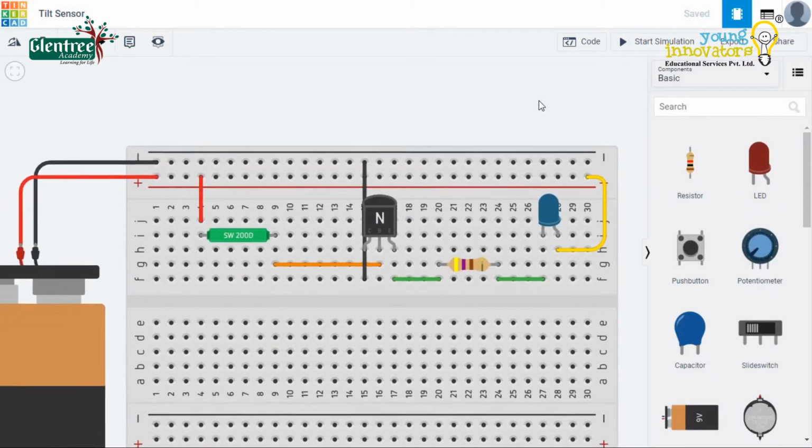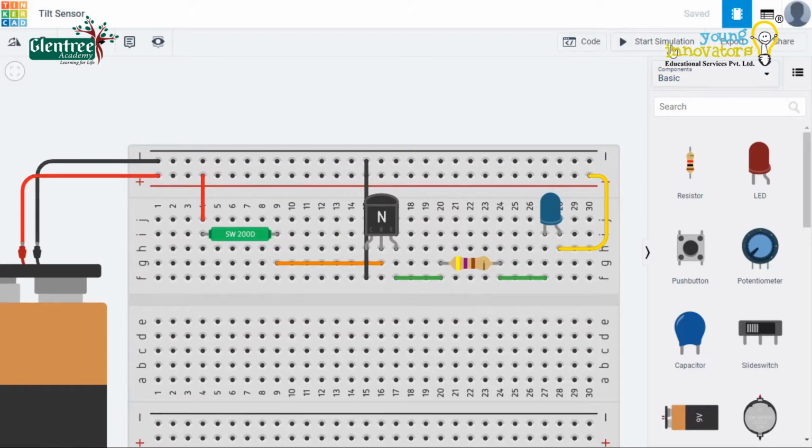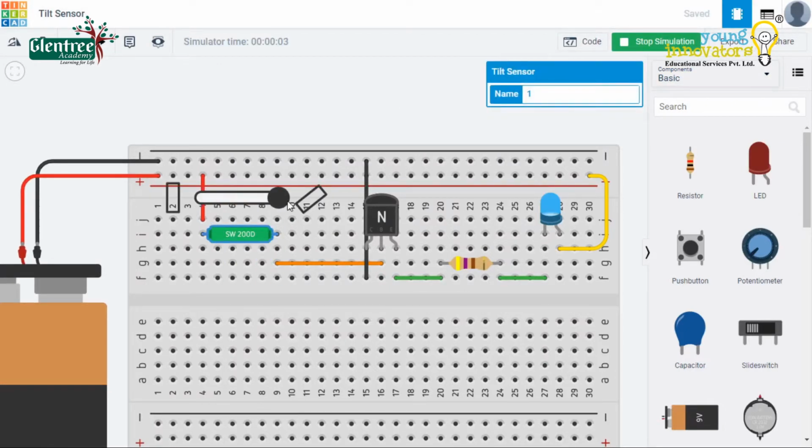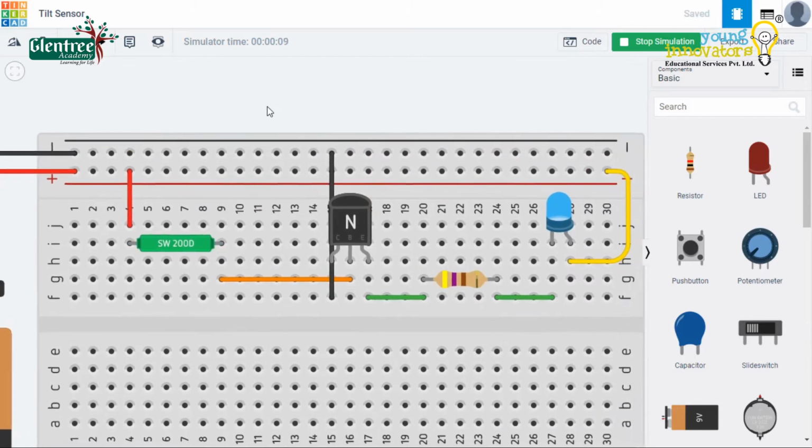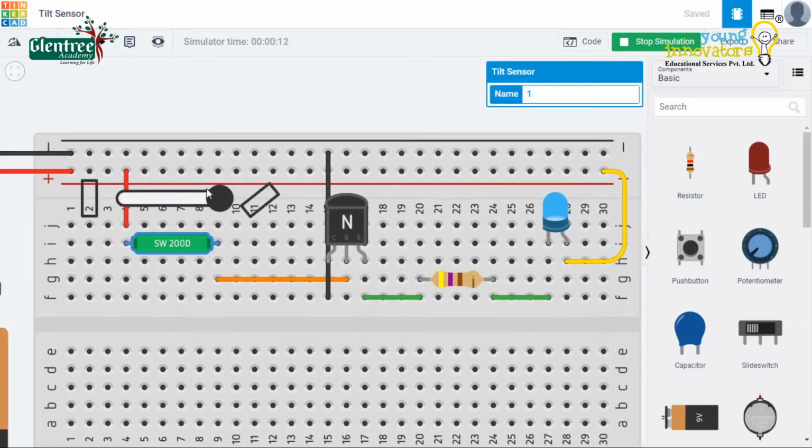Let's click on Start Simulation and slide the tilt sensor slider from one end to the other to see the LED turn on and off. The current to the LED is given through the transistor here, and the tilt sensor is acting as a switch.